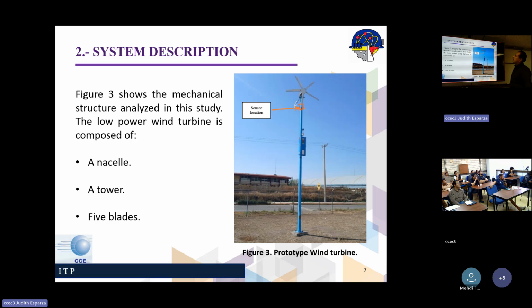This wind turbine system is at Tecnológico de Pachuca. This system has 5 blades and a tower. In this part, we put the sensor, an accelerometer, and here we take the wind turbine's behavior parameters.